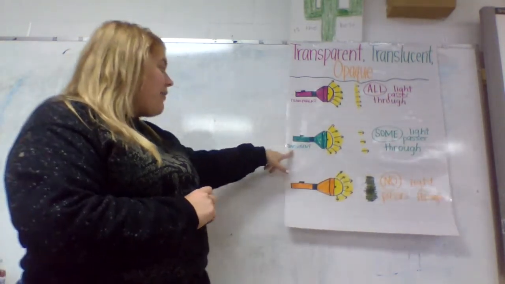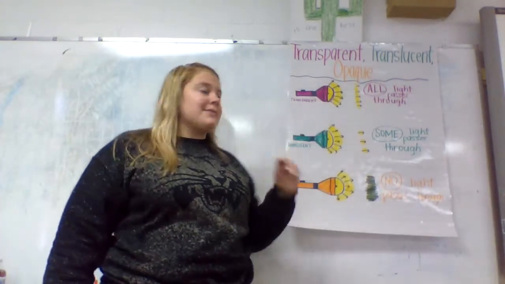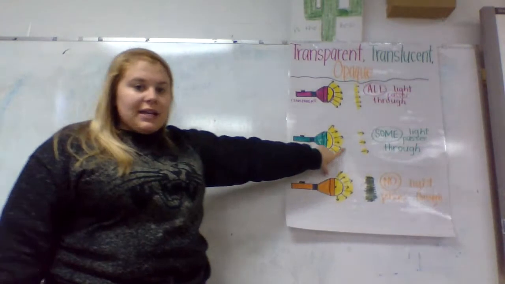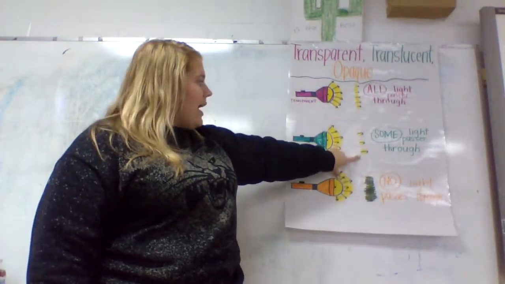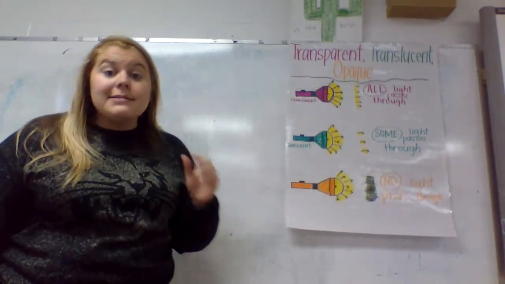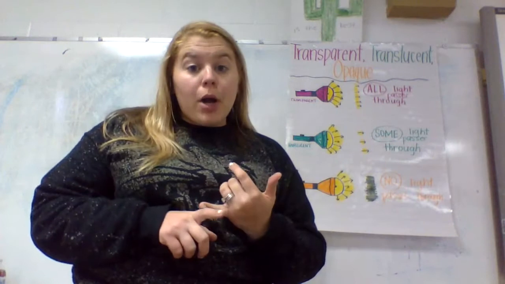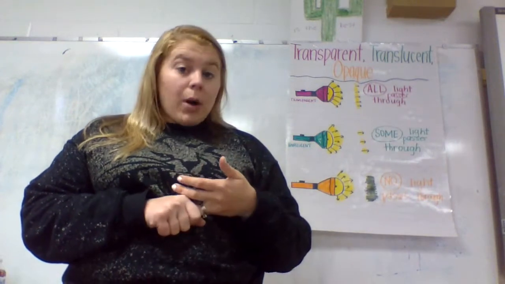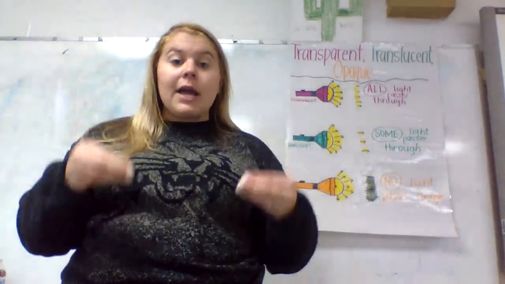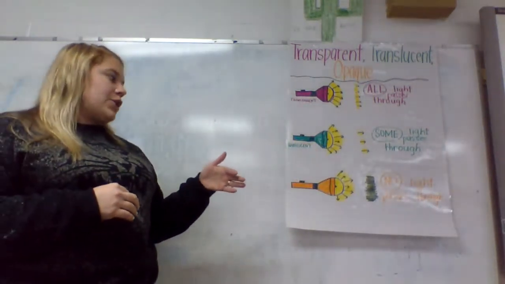We also have translucent objects. So transparent, all light passes through. Translucent, if you can see, only some of our light is passing through if there was an object here. So with translucent objects, some light passes through. So that would be like a piece of paper, a piece of wax paper. So it's not completely dark, but only some of that light can pass through.